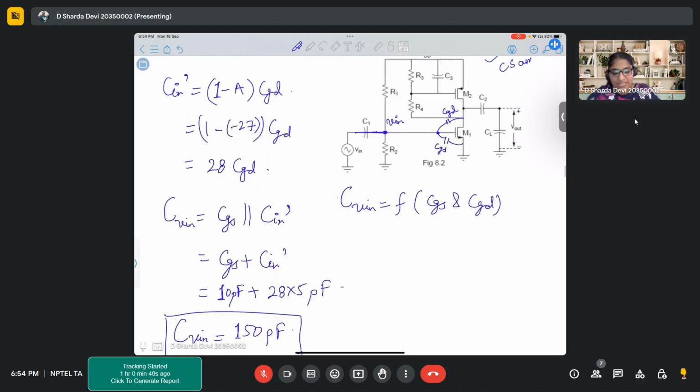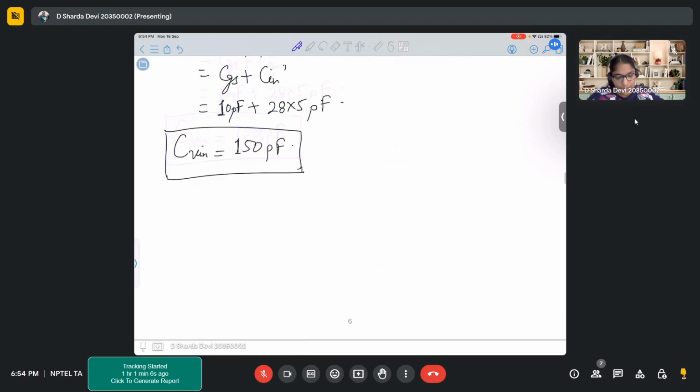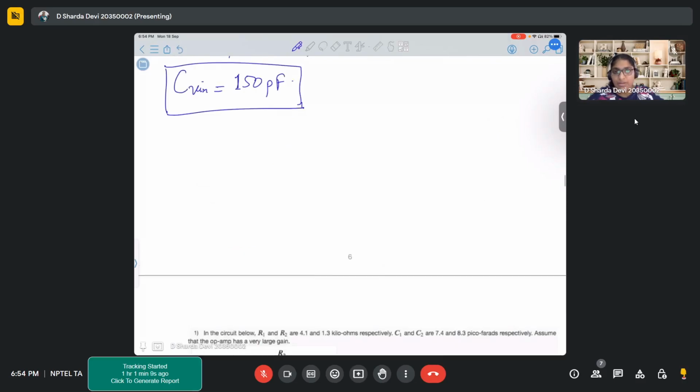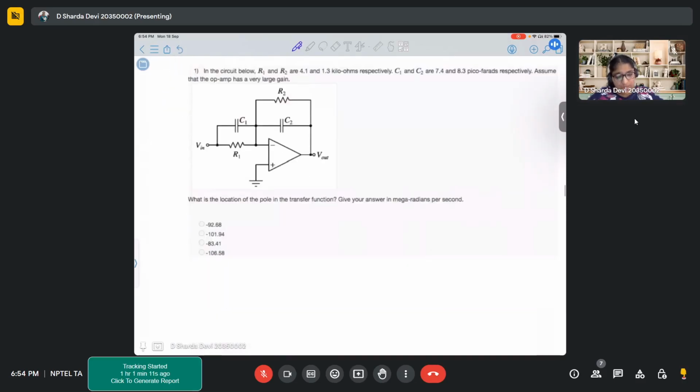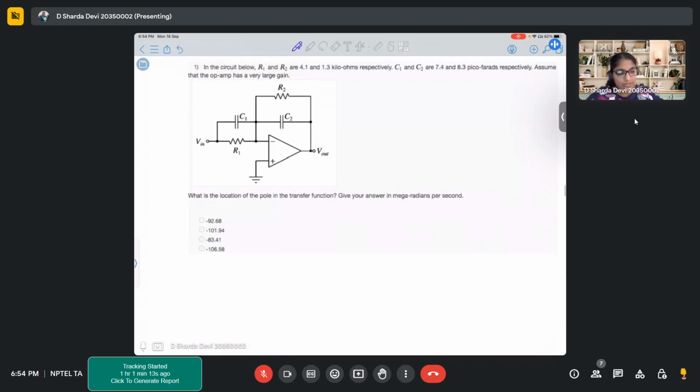It solely depends upon you whether you want to consider this negative of gain with another negative making it a positive, or you directly write it as positive and use the gain as mod. So it depends on you how you consider it. So okay, 150 picofarad. Now let's move on to this particular question.